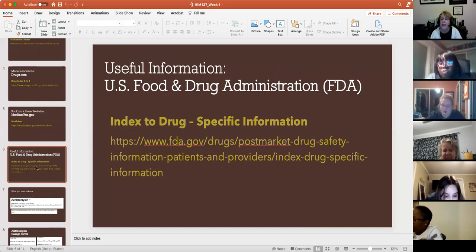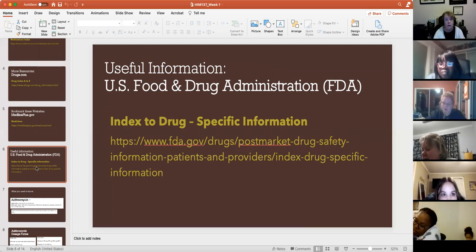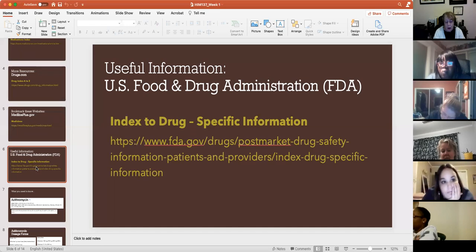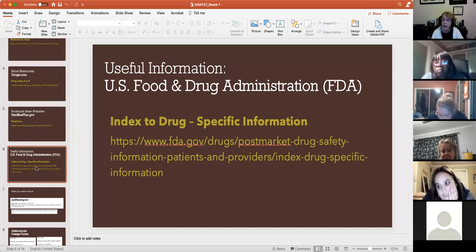All right, and the FDA at www.fda.gov. Lots of information because they are the people who approve drugs, medical devices, all kinds of things. This also will give you the basic information about the medication, why it would be prescribed, off-label. Do any of you know what off-label prescriptions mean?